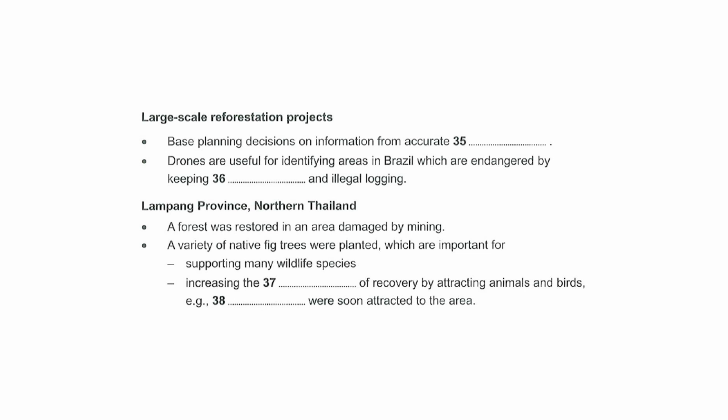Drone technology is a useful tool in helping to prioritize and monitor areas of degraded forest for restoration. In Brazil, it's being used to identify and quantify how parts of the Amazon are being devastated by human activities, such as rearing cattle and illegal logging. So for keeping, they use the word rearing, and the answer is cattle.